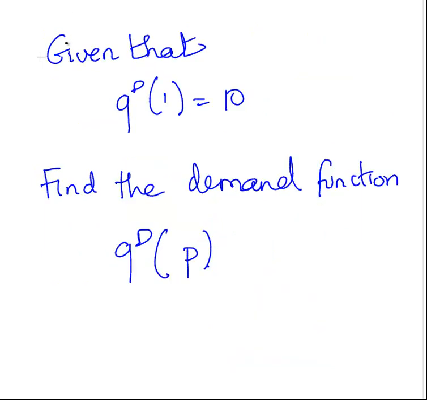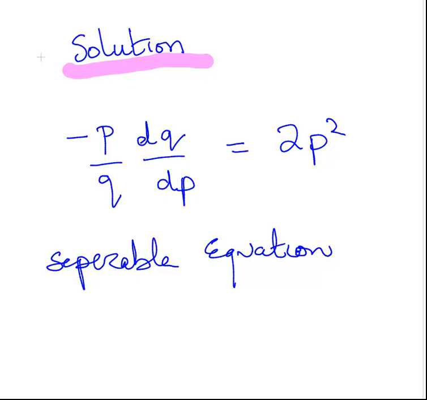Oh, sorry. We're also given a boundary condition, or initial value. The demand function at 1 evaluates as 10. Okay, so Q of 1 is equal to 10 for the demand function. And the question asks us, find the demand function Q of P. Okay, so this is the price elasticity of demand, as is this. That's the formula, and that's just some information we're given.